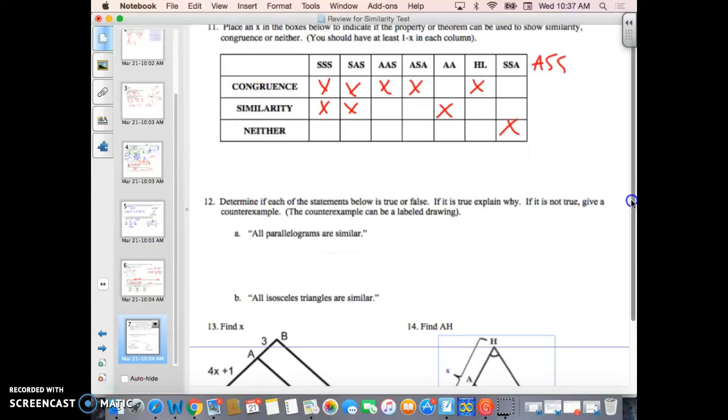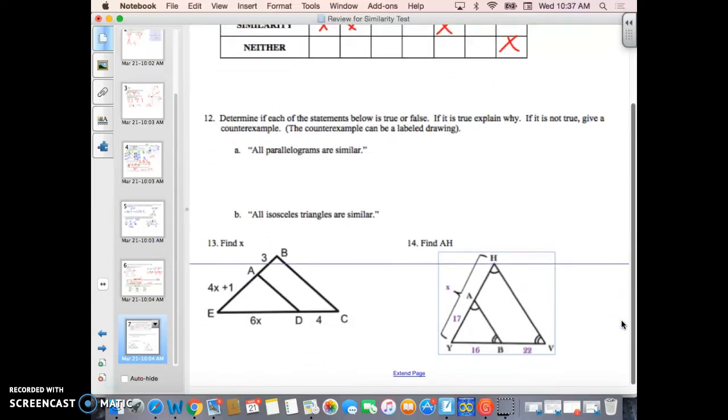All right, number 12. Determine whether the statements below are true or false. If it is true, explain why. If it is not true, give a counterexample. All parallelograms are similar. Well, that's going to be false.